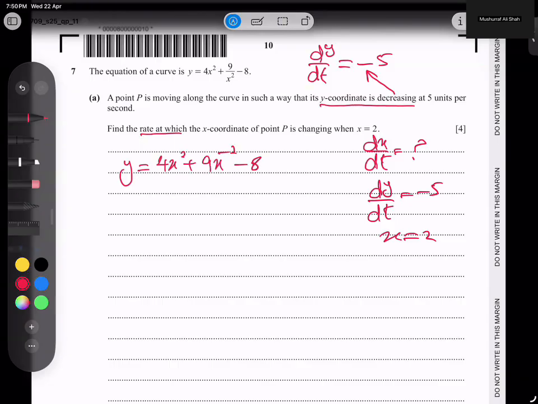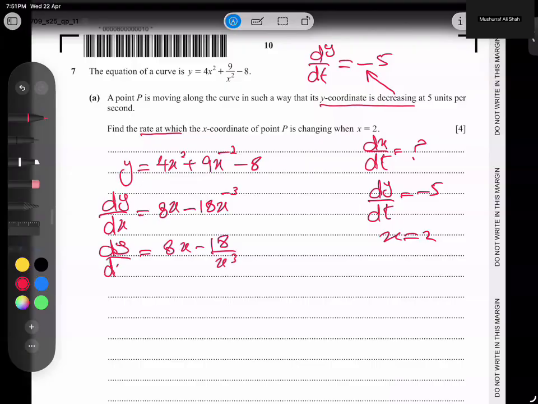I brought x squared up, and now I can differentiate dy over dx. I'm getting 8x and negative 18 x to the power 1 less, and 8 becomes 0. So I'm getting this one finalized, and I'm going to replace the value of x, which is 2. So dy over dx, replace every x by 2, so 16, and 2 to the power 3 is 8, 18 over 8. So I'm getting 16 minus 2 nines and 2 fours.